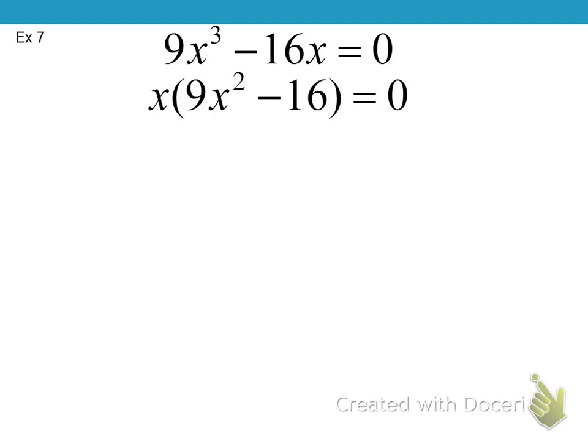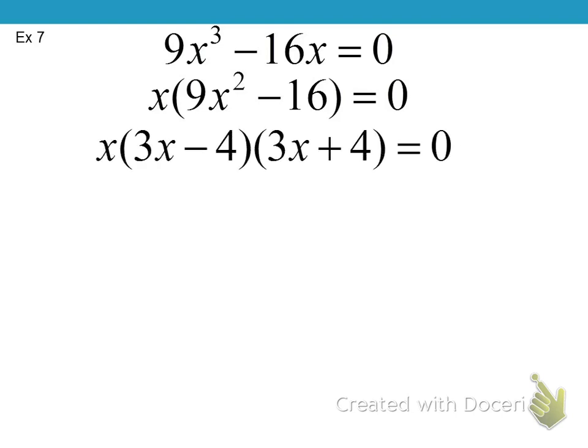That is a difference of 2 perfect squares. Good. So how would I write it? 3x plus 4, 3x minus 4. So keep the x in the front. 3x minus 4, 3x plus 4. If you flip-flop those, that's fine. But it equals 0.